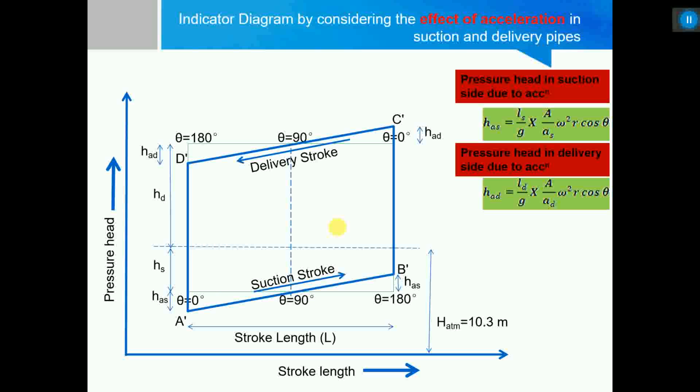As far as work done is concerned, work done is nothing but 1 by 60 multiplied by the area of the indicator diagram. In the ideal indicator diagram, the area was simply (HS plus HD) into length L. In this case, whatever area is added here is subtracted here. Similarly, whatever area is added here is subtracted here, and that's why the total area of the indicator diagram will remain the same.